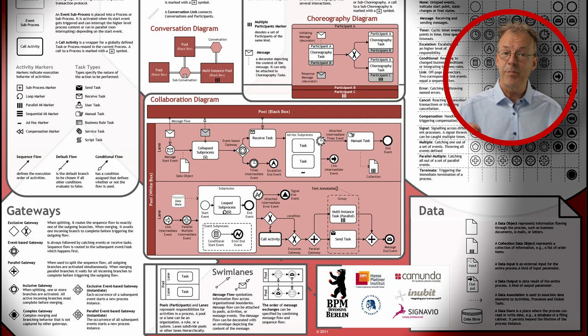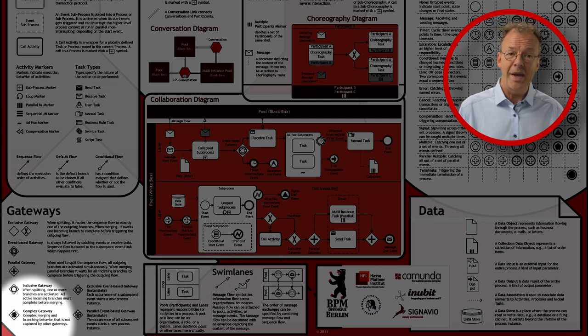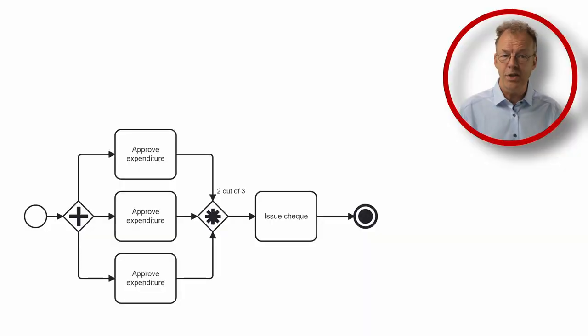In BPMN, this can be modeled using a complex gateway. According to the BPMN 2.0 specification, we can define an expression called activation condition that specifies that we want two out of three tokens before we activate the complex gateway. This would exactly do what we need here. When the third approve expenditure task will eventually be completed, its token will wait before the complex gateway. Therefore, we have used a terminate end event to get rid of this token.